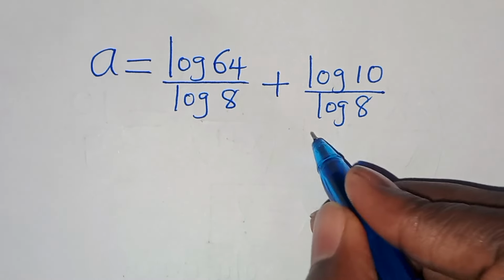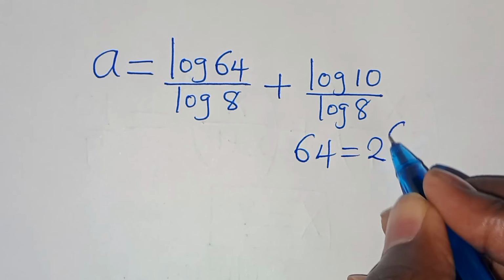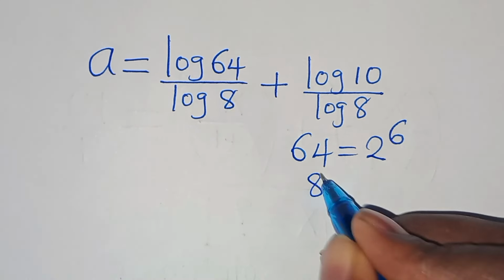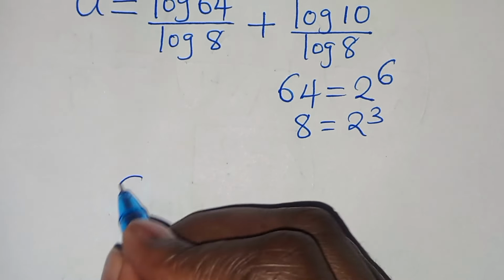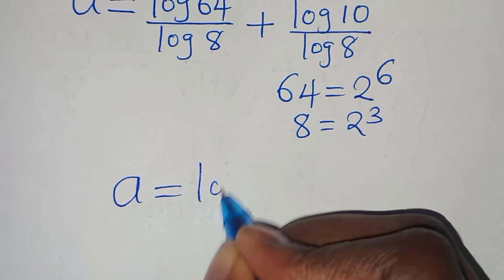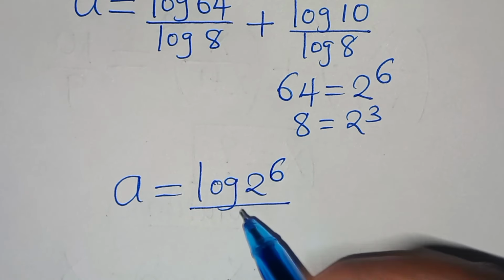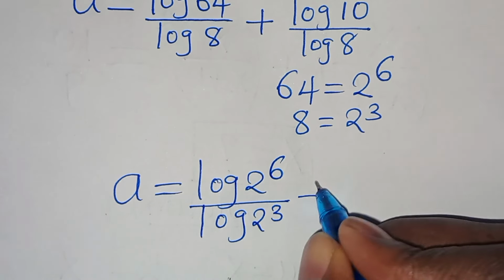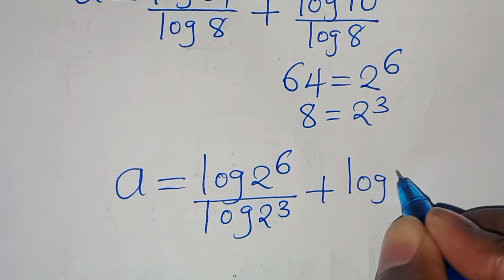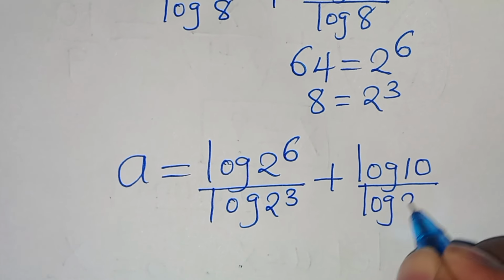Now the next step is that we can express 64. This is the same thing as 2 to the power of 6, and we can express 8 as 2 to the power of 3. So this means that a is equal to log 2 to the power of 6 divided by log 8, which is log 2 to the power of 3. Then plus, here we have log 10 divided by log 2 to the power of 3.